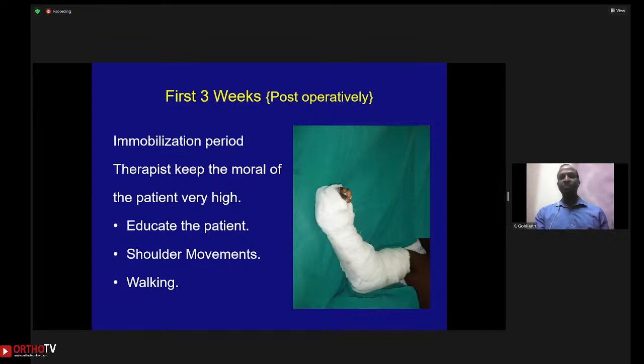The general body condition will be high, and we can take the time to speak with the patient to keep the morale high and educate the patient about how the replanted limb is going to work, how long it takes, and how the recovery will be. We can also examine in between how the replanted limb is and which structures have been repaired, and we can make a therapy plan.